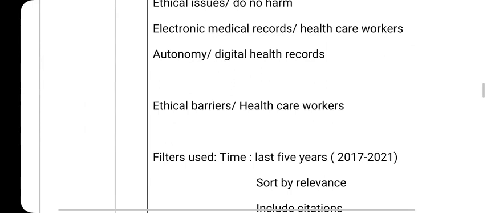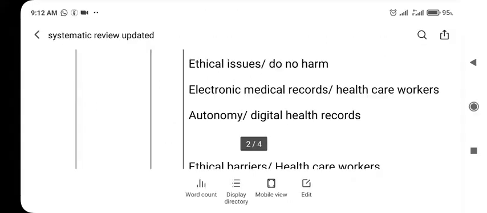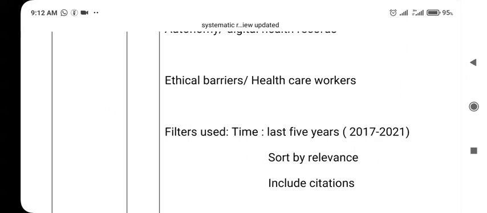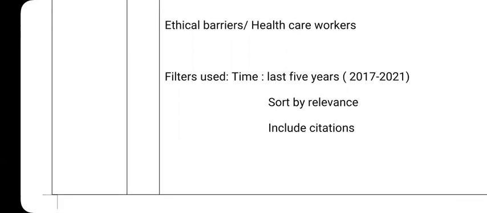Another requirement in the search strategy section of the Prisma guidance is to identify the filters you will use while searching for the relevant data. So the last 5 years, I also took filters sorted by relevance, and all including citing filters used.